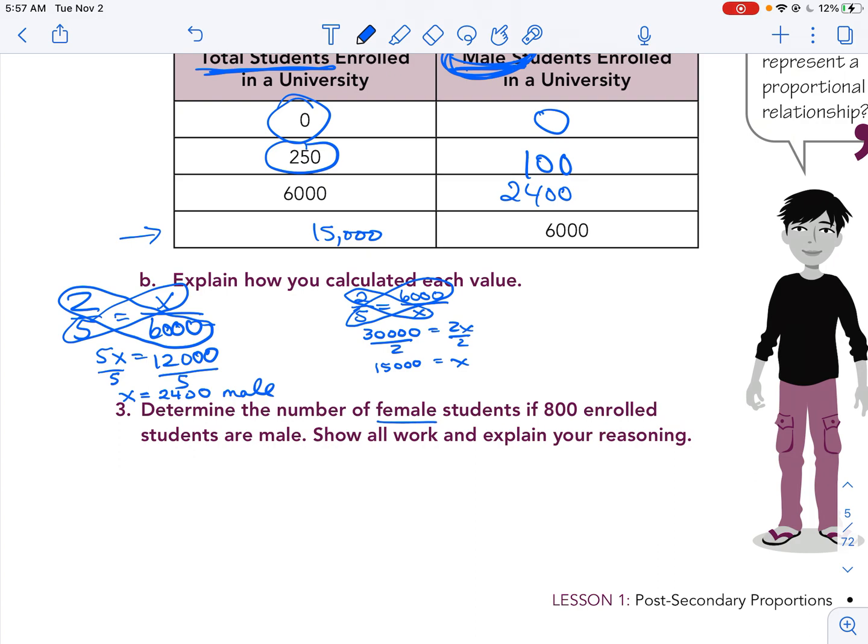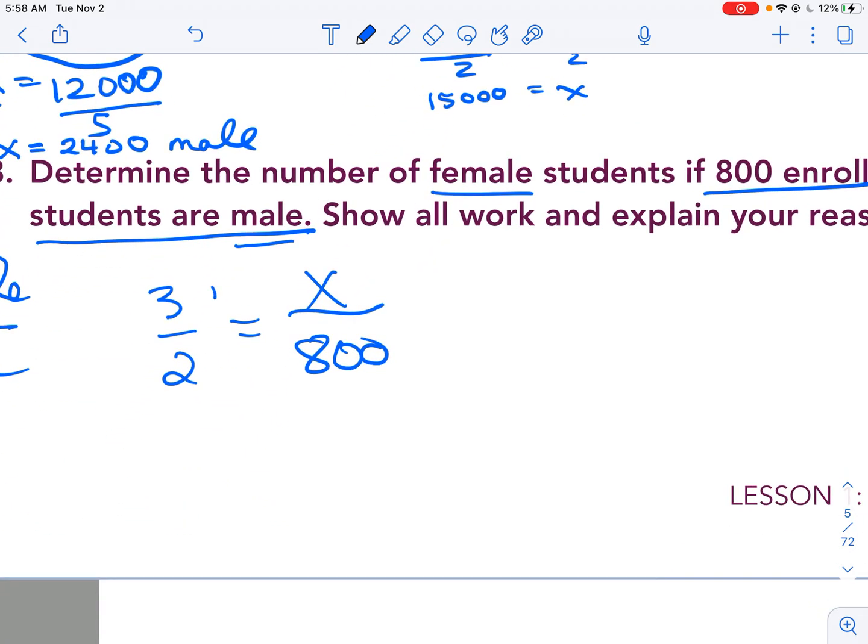Now, this one says female to male. So if I have female to male, we said on the other page that was 3 to 2. There are 800 students that are male, so we have to find the female. So we do like we've just been doing. I don't know why I decided to go that way first. I'll go this way. Actually, I'll undo it. I'll go this way first.